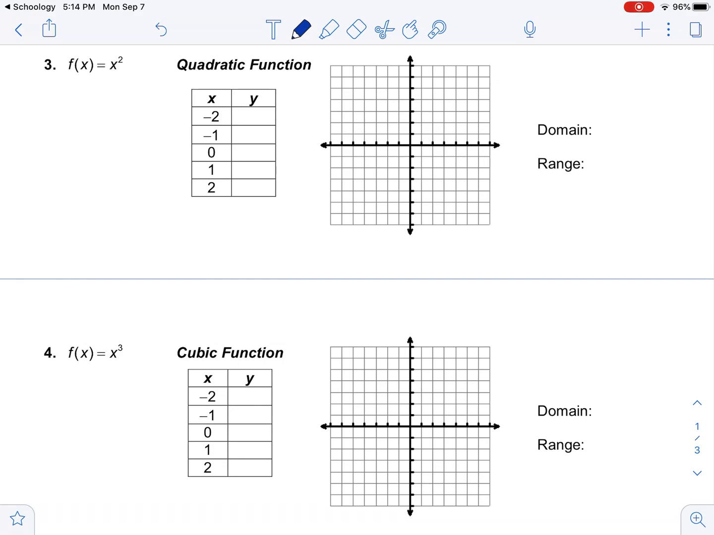Next is the quadratic function. So I have f of x equals x squared. When I plug in -2, I get 4. -1, I get 1. 0, I get 0. 1, I get 1. 2, I get 4. So let's graph this quadratic function, which looks like a parabola. -2, 4; -1, 1; 0, 0; 1, 1; and 2, 4. You can connect those and you can see that it's U-shaped.